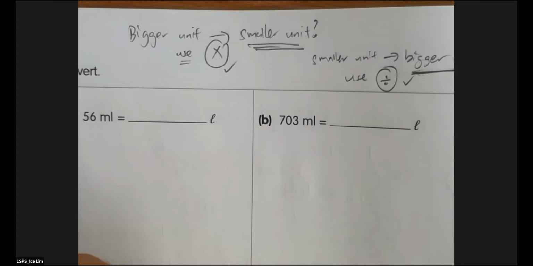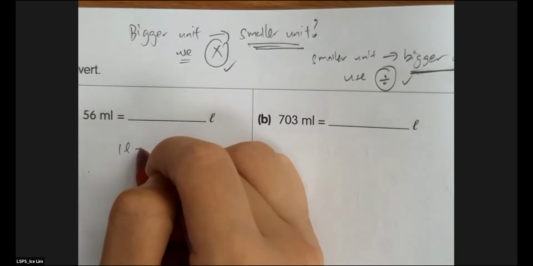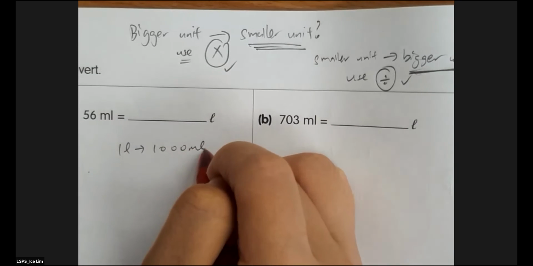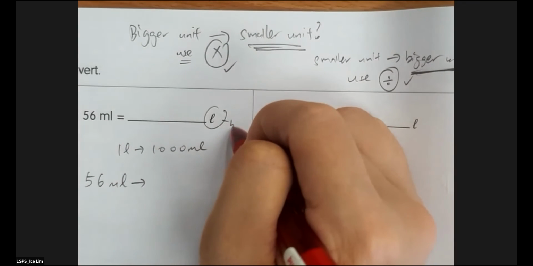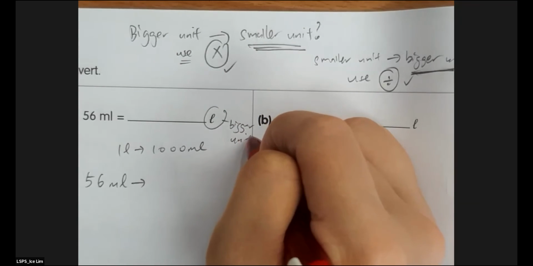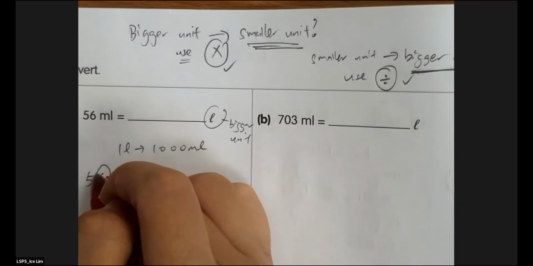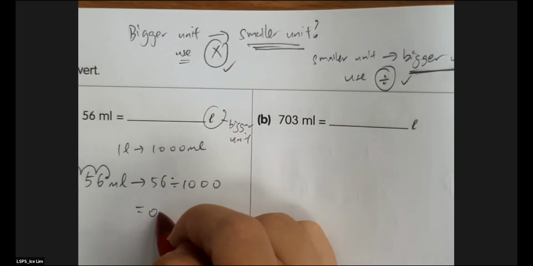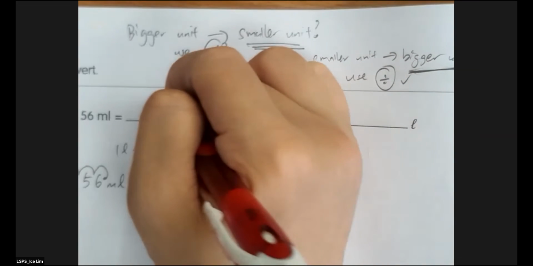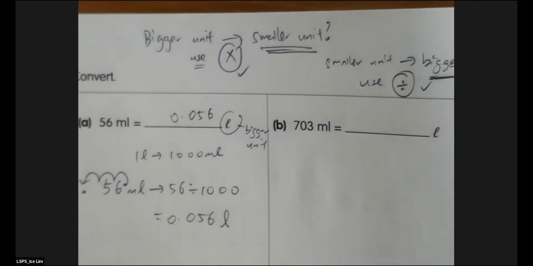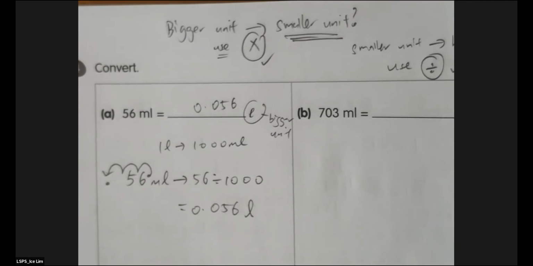Okay, so 1 liter equals 1000 milliliters. So 56 milliliters, you're looking for the bigger unit. Looking for a bigger unit, use division. 56 divided by 1000, 1, 2, 3, equals 0.056 liter. Okay? Go faster, faster and faster.